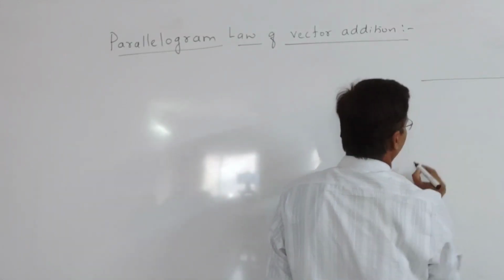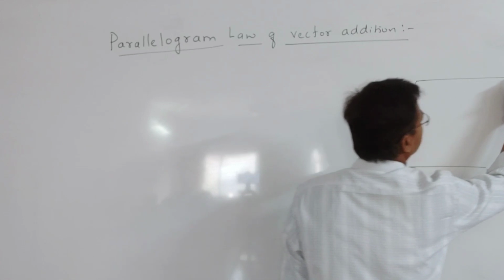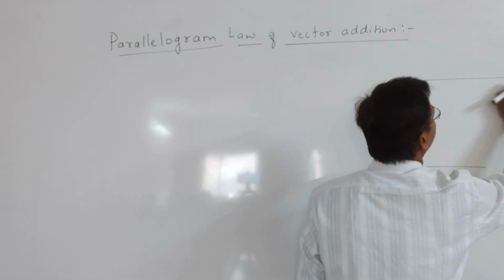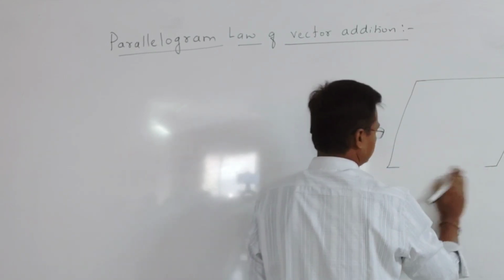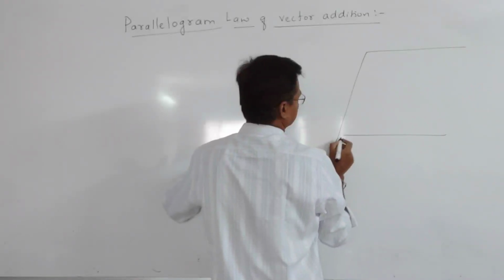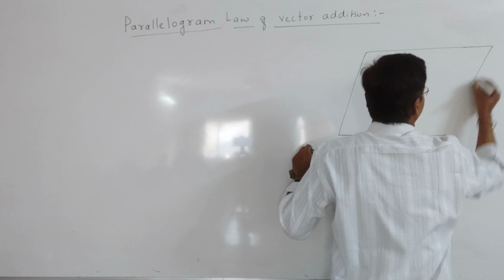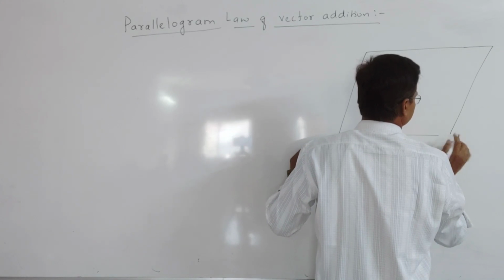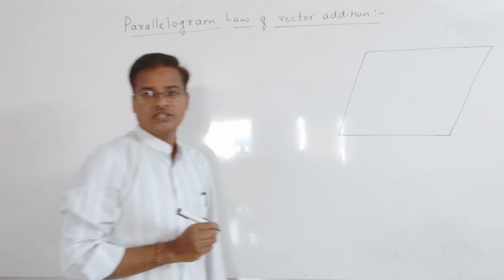You know what a parallelogram means: two opposite sides should be parallel. The opposite sides must be parallel. So this is the parallelogram law. This is what we are going to see. Okay, so this is the parallelogram.